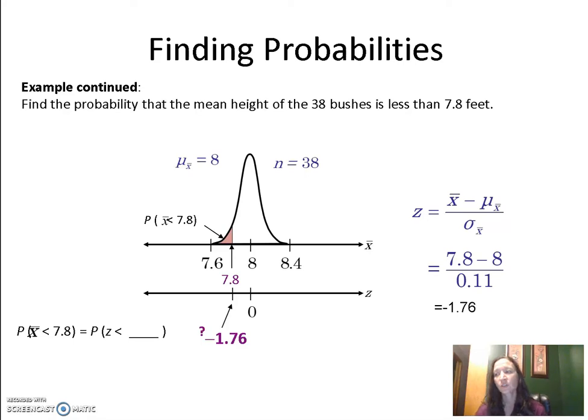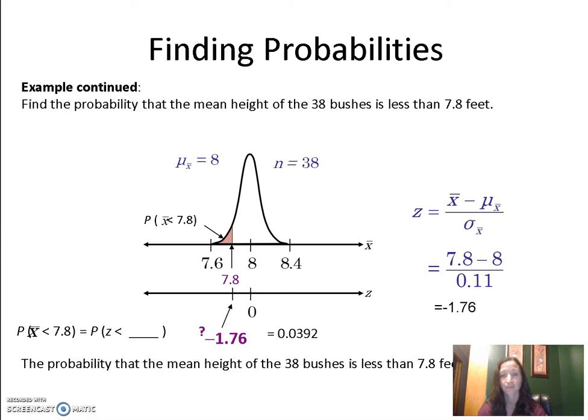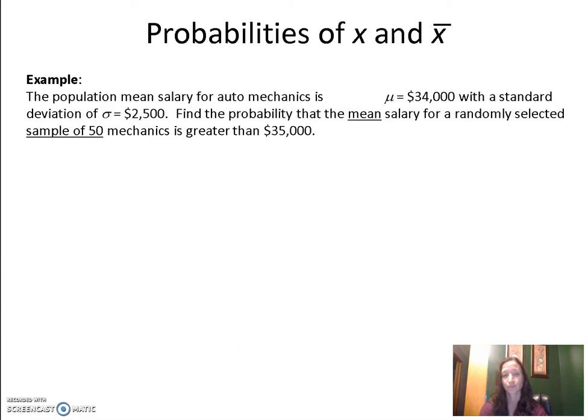So if we were to consult our standard normal distribution table and find the area under the curve to the left of negative 1.76, we should get 0.0392. And there it is, 0.0392 is the probability that the average height of these 38 bushes is 7.8 feet or less. That probability is much smaller than if I were to ask you for the probability that a randomly selected magnolia bush is less than 7.8 feet.